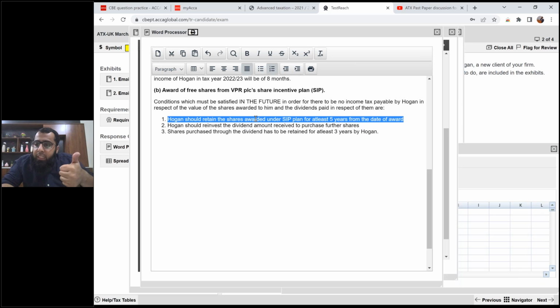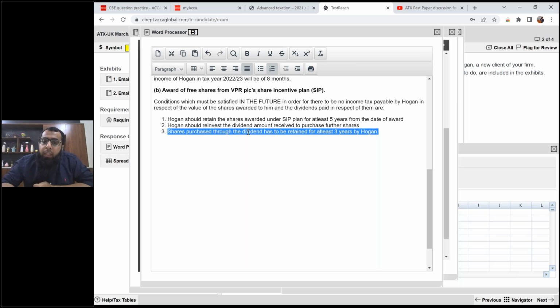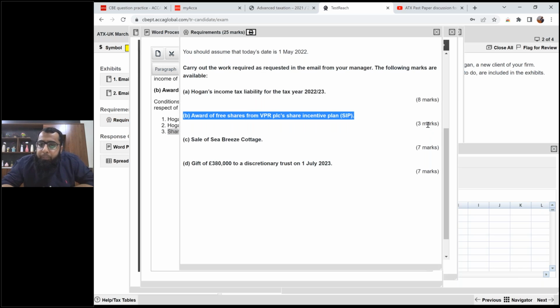1 mark for retaining the shares for at least 5 years, 1 mark for the dividend amount reinvestment, and the last was for the dividend shares. The shares which you purchase through dividend, you have to retain them for at least 3 years. Now, this was one of the points which many students do not know because it is not written in all the books. But when you do the past papers, you find out these small pieces of information, and that can be really helpful in the exam. So if I hadn't written it, then what would have happened? You would have lost 0.5 or 1 mark. Is it clear? So I think this was a very easy requirement for 3 marks.